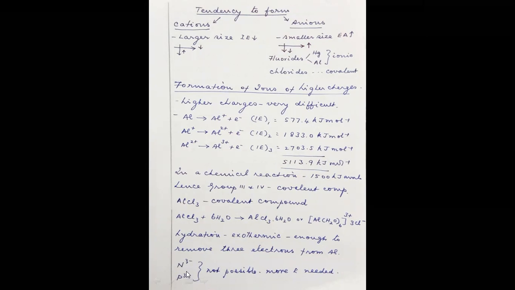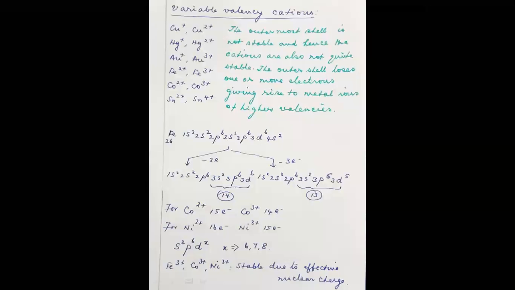So, in the formation of ions of higher charges, higher positively charged ions are not possible because of high ionization energy, and higher negatively charged ions are also not possible because of the high negative electron affinity, that is, energy has to be supplied. So because of energy considerations, the formation of highly charged cations and anions is not possible.